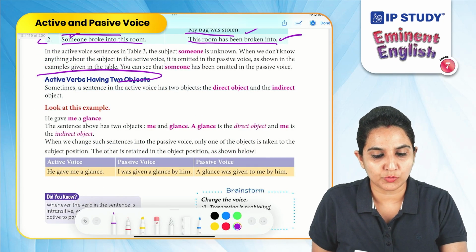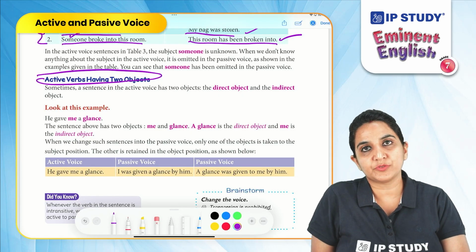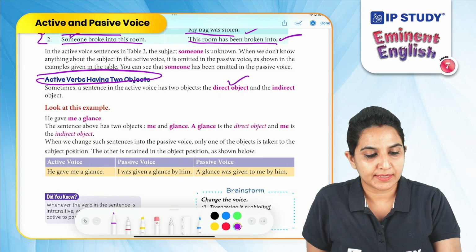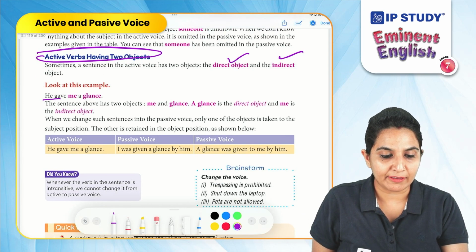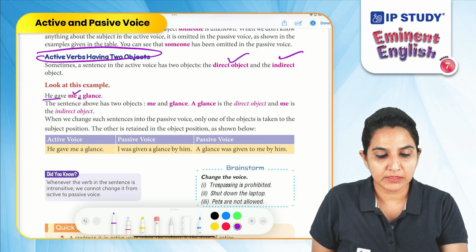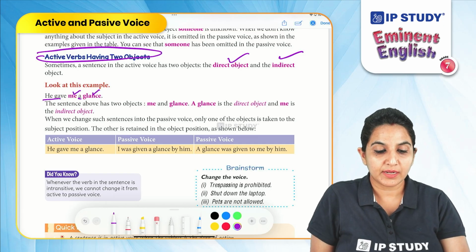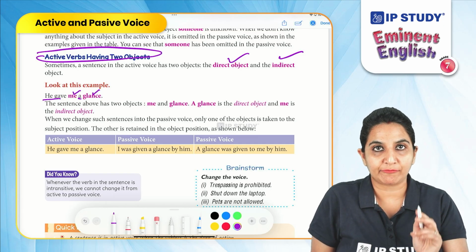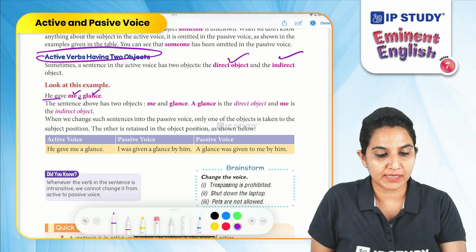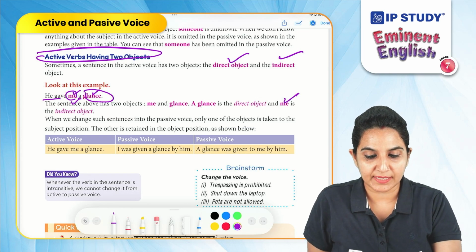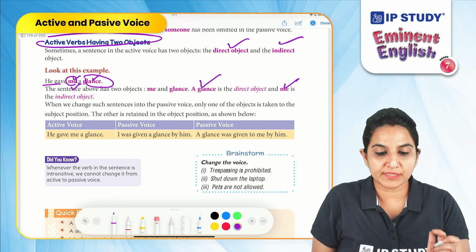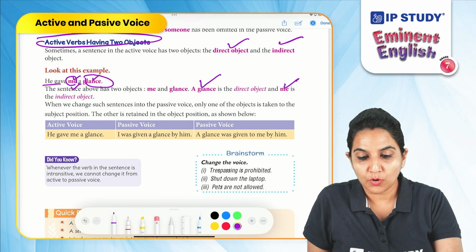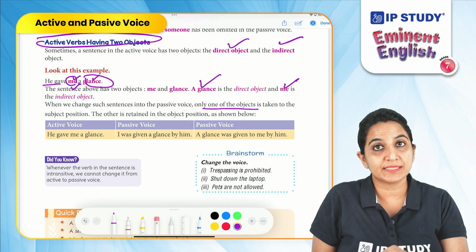Active verbs having two objects. Active verbs can have two objects, a direct object and an indirect object. For example, he gave me a glance. Here we have used two objects. He gave me a glance. Me and a glance. Me is the indirect object and a glance is the direct object. When we change such sentences into passive voice, only one of the objects is taken to the subject position.